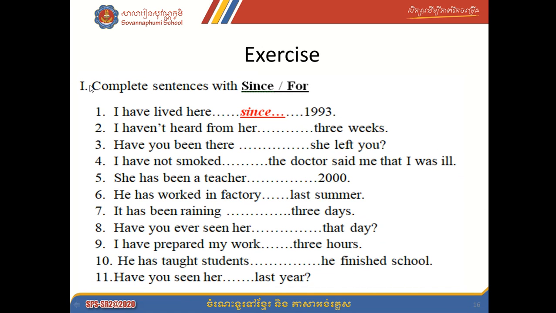So I have one exercise: complete the sentences with since and for. I also give you the first example. I have lived here since 1993. And from number 2 until number 11, you have to decide yourself whether you should use since or for with each statement.